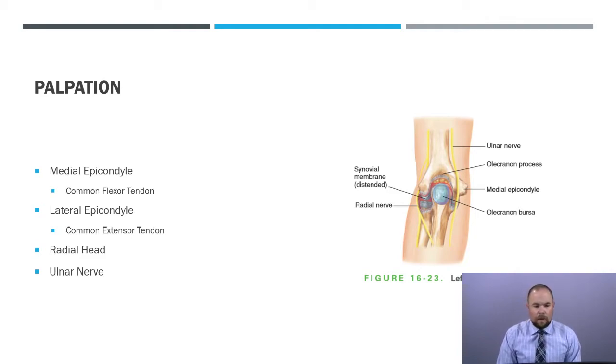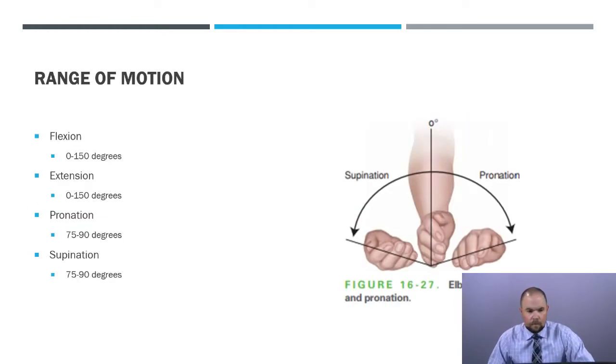There's also the radial head, which can be painful for patients, and then also the ulnar nerve, which sits in the cubital tunnel between the medial epicondyle and the olecranon. Again, range of motion with the elbow: flexion, 0 to 150 degrees, extension, 0 to 150 degrees. Pronation, typically you can get somewhere between 75 and 90 degrees, depending on the patient, and the same with supination.